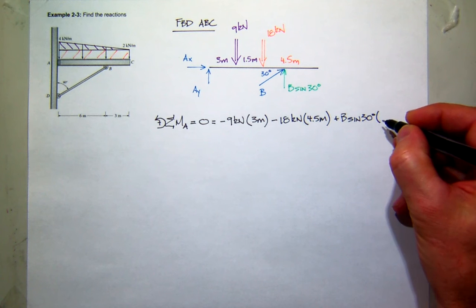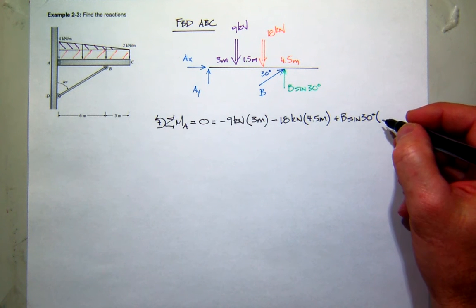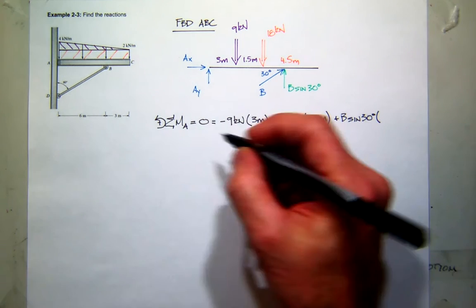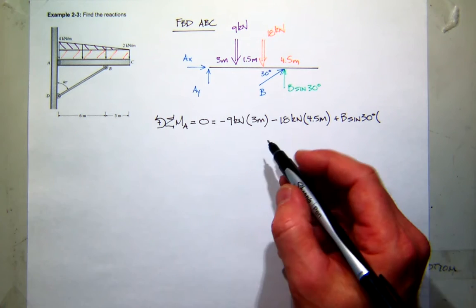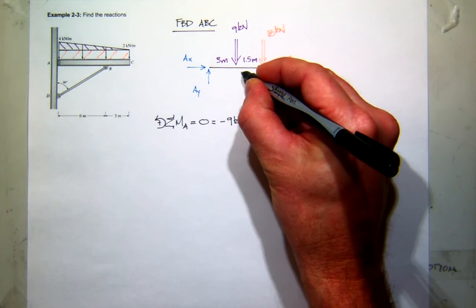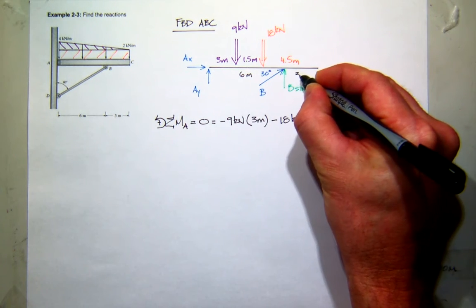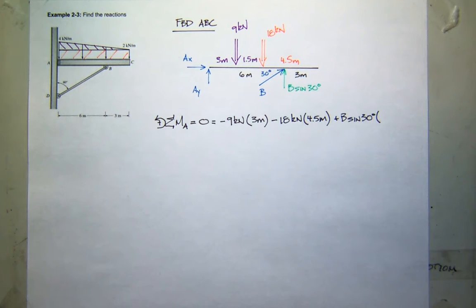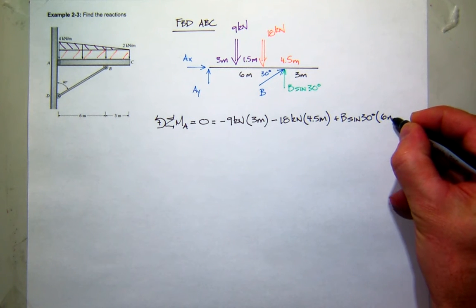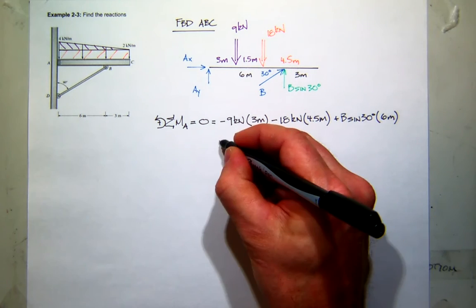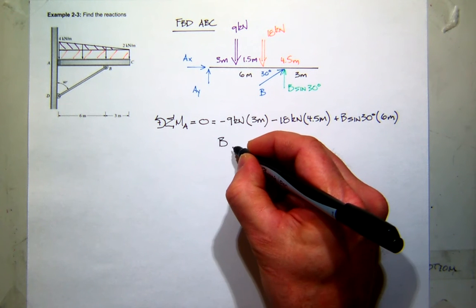4. Sorry? It'd be 9. Oh, wait, I think it's 6. Oh, I messed up. This is 6, and then the little extension is 3. I forgot to add those. So 6, yeah. So somebody solve that for B for me. I think it's going to come out positive.